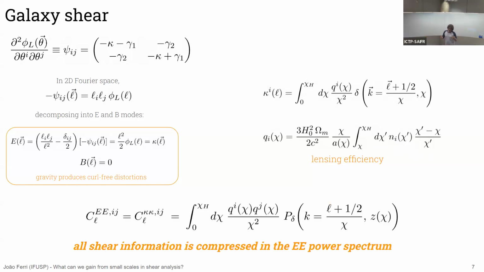So in Fourier space, the data compression of galaxy shear is basically the 2-point correlation function of this convergence. This is what we call the EE power spectrum, if you will. It's basically this integration along the line of sight of the lensing kernels for 2 objects at a redshift bin I and J, and the power spectrum of the matter. This is something very nice about galaxy shear, because it's unbiased. So it's probing the total matter along the line of sight.